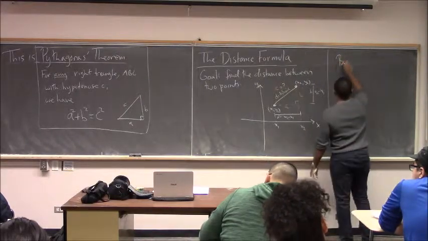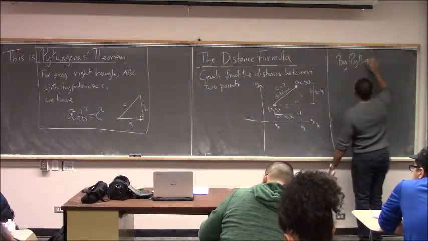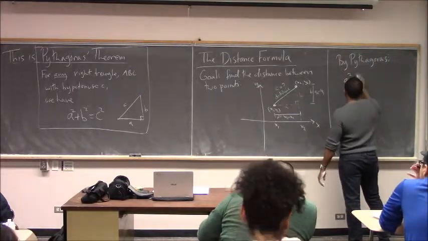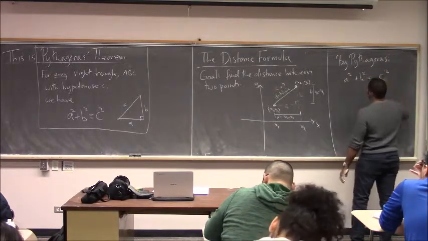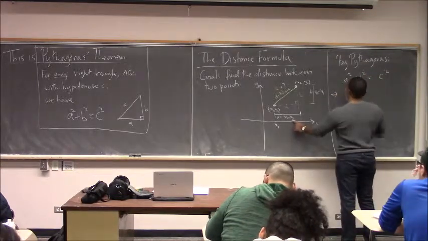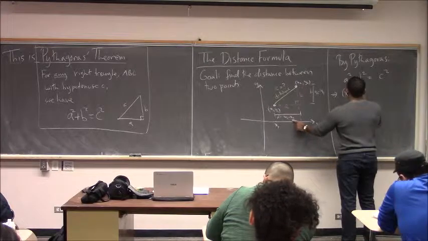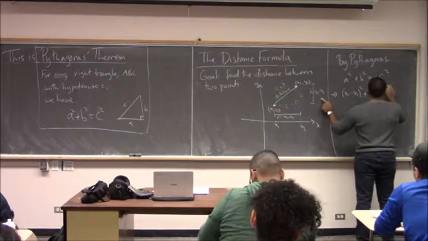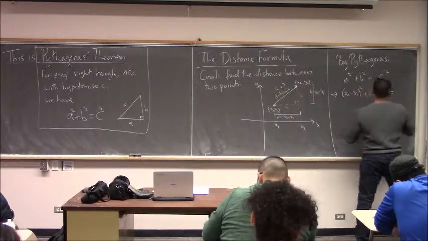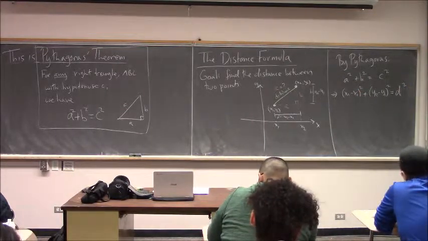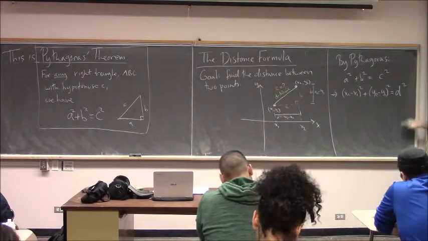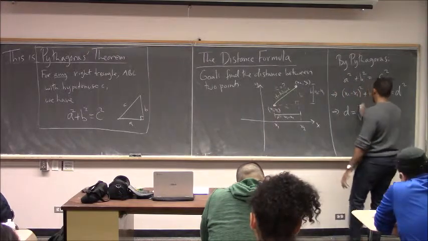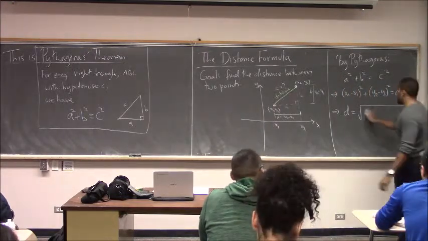By Pythagoras' theorem, I know that a squared plus b squared must be equal to c squared. Well, a squared just means x2 minus x1 all squared, plus b squared means y2 minus y1 all squared, and c squared is the distance, that's the d squared. However, if I care about the distance, solving for this would just mean taking the square root. So I end up with the square root of this.